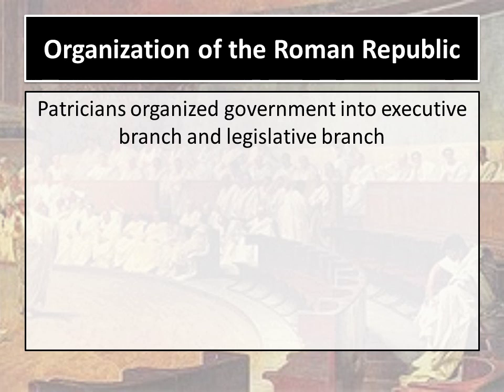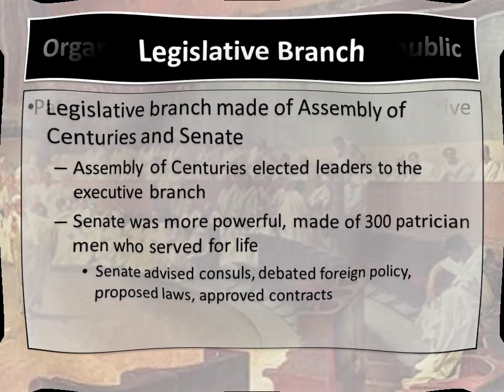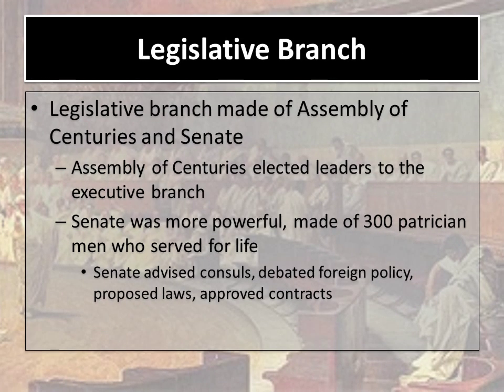When the Romans chased Tarquin the Proud from Rome, and they created the Republic, they organized their government into two branches, an executive branch and a legislative branch. The legislative branch was responsible for coming up with laws and rules for Rome. It was made of two different parts, the Assembly of Centuries and the Senate.